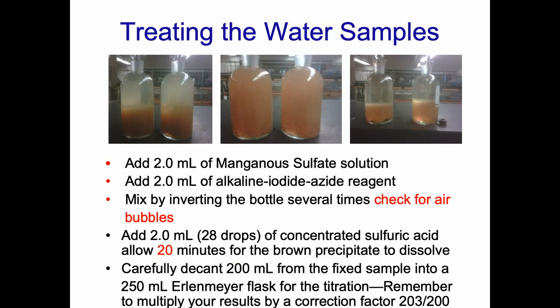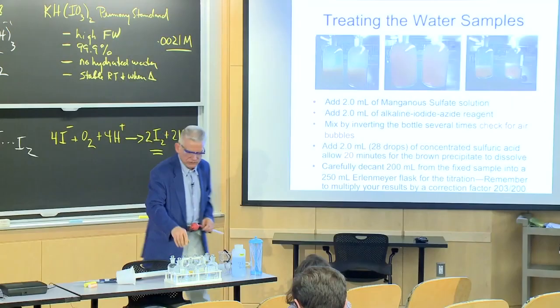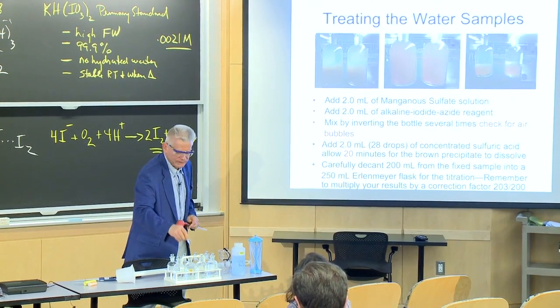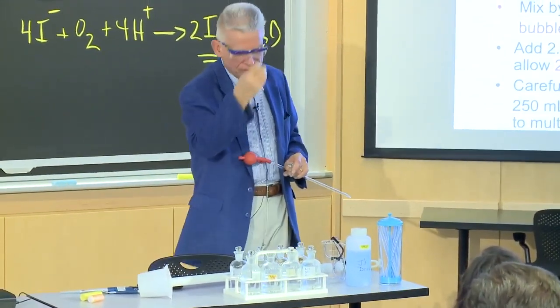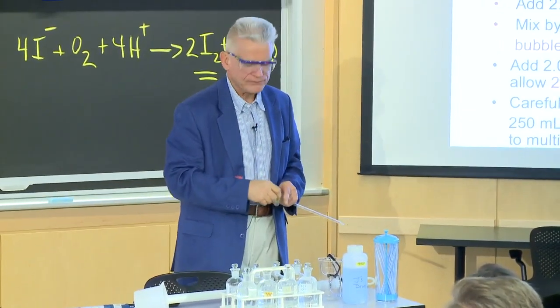You're going to have this brown floc like this. Now you just shake that a bit, and then you're going to dissolve it by adding sulfuric acid. 28 drops of sulfuric. And for the sulfuric, you don't go below the surface. You just open the lid and you drip it in. The acid is heavy. It's going to fall right to the bottom of the bottle.